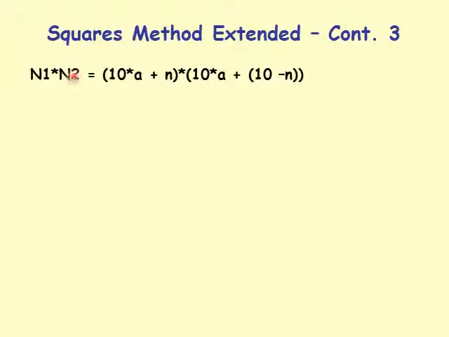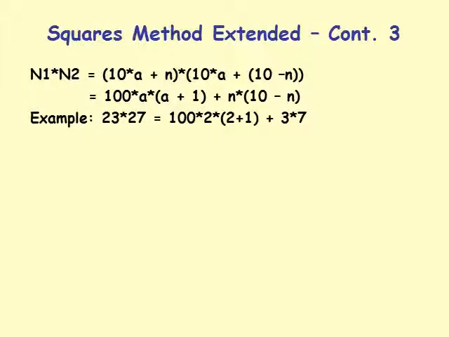Let's continue the method here. So that means N1 times N2 is 10 times a plus n, and that's what the N1 times N2 was. This is the result: 100 times a times a plus 1, plus n times 10 minus n. And 23 times 27 is 100 times 2. This is 2 right here. This was a, and this is the n, and this is 10 minus n.